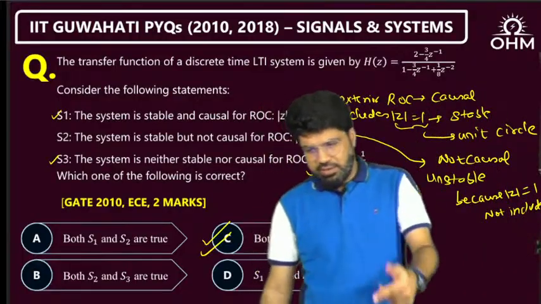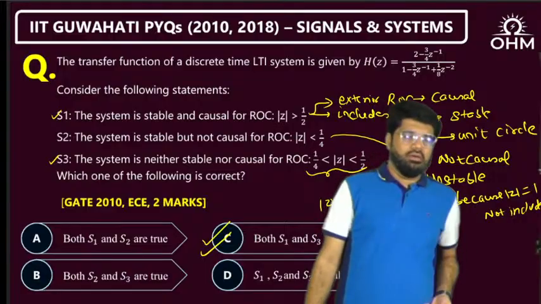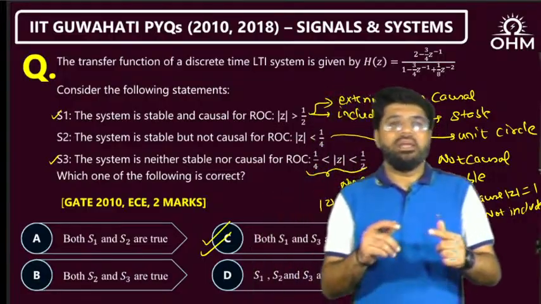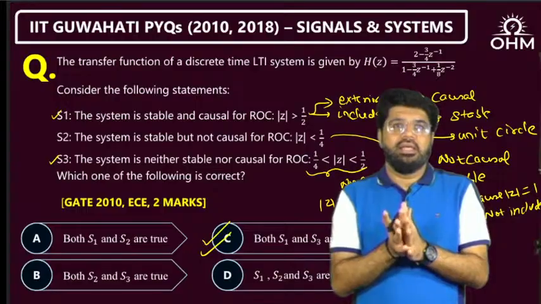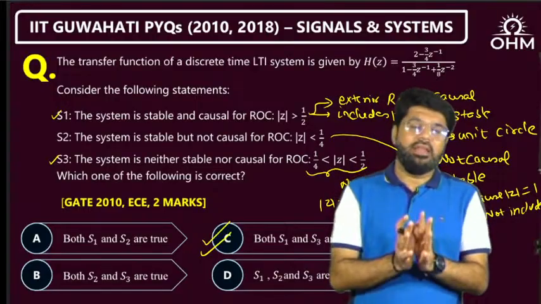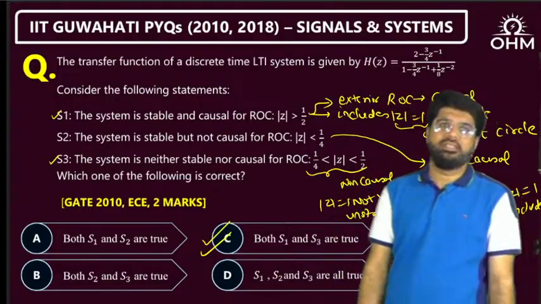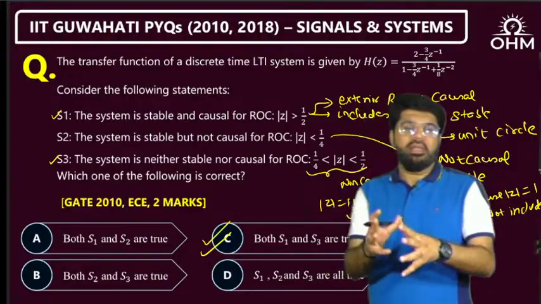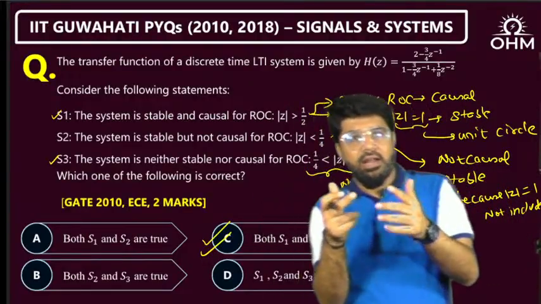One more condition, important, not required here, but let me tell you. A system can be both stable and causal if all poles are inside the unit circle. So if you combine the stability and causality conditions, it boils down to the poles.